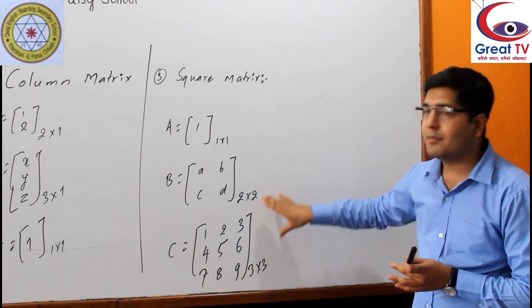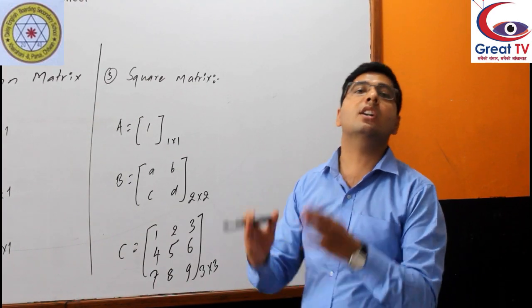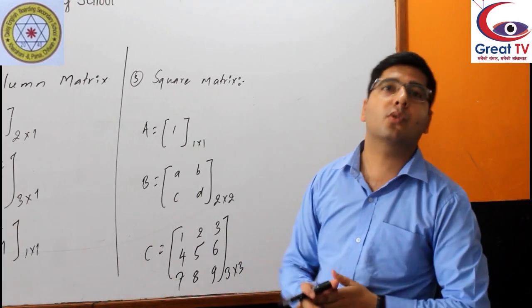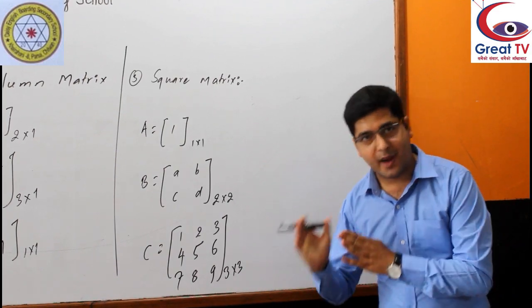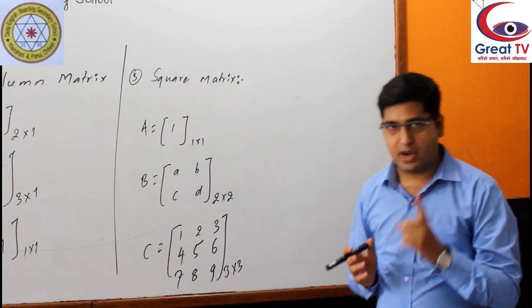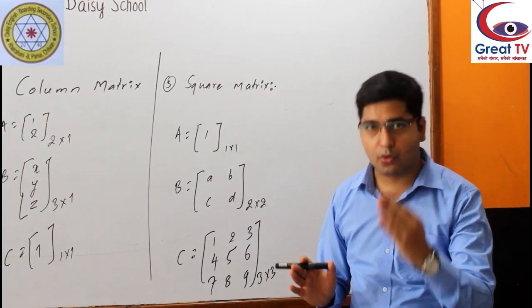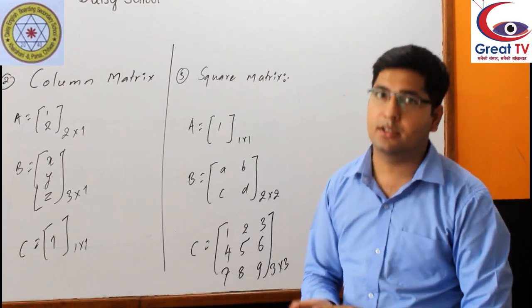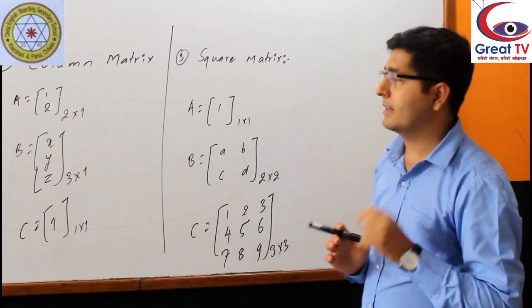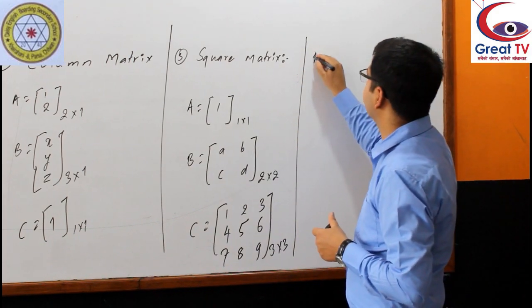So all these matrices are examples of square matrix. Those matrices having an equal number of rows and columns are known as square matrix. Now, fourth, rectangular matrix.